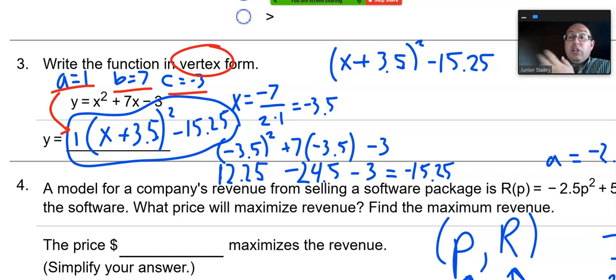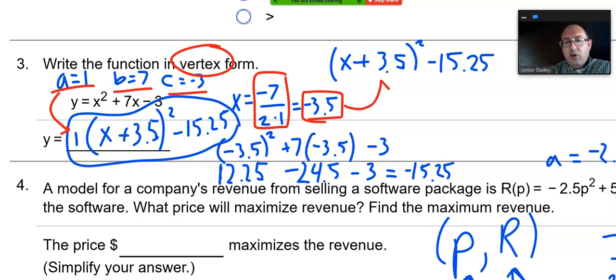So we're going to use the handy-dandy opposite of b over 2a thing we've been using. And when we do that, the opposite of 7 over 2 times 1, we get negative 3.5. Okay, so that's your h value. Now remember, when you put it inside the parentheses, we said it always looks backwards, right? Because it's really x minus h. Well, if h is already a negative number, it looks like a plus. Then how do I find the other part that goes with it?